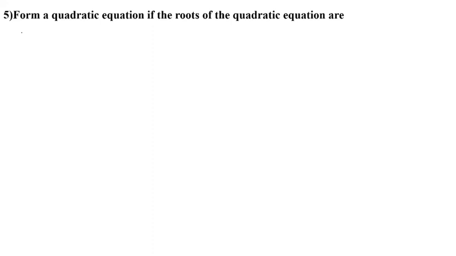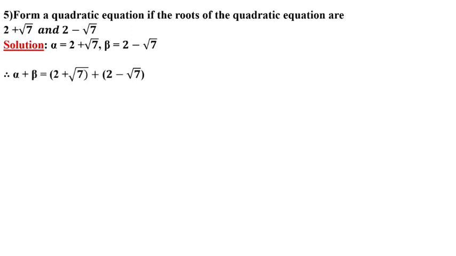Now question number 5. Form a quadratic equation if the roots of the quadratic equation are 2 plus under root 7 and 2 minus under root 7. So alpha value is in positive and beta value is in negative. To form a quadratic equation, we need to find alpha plus beta first. So here 2 plus under root 7 plus 2 minus under root 7. So plus under root 7 and minus under root 7 will cancel. So 2 plus 2 became 4.